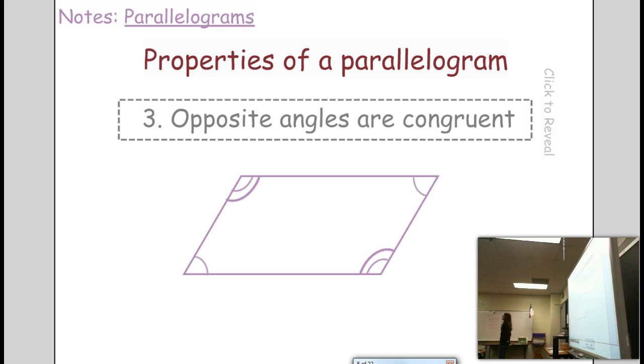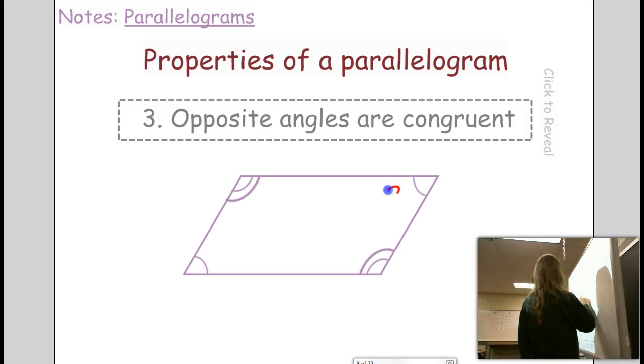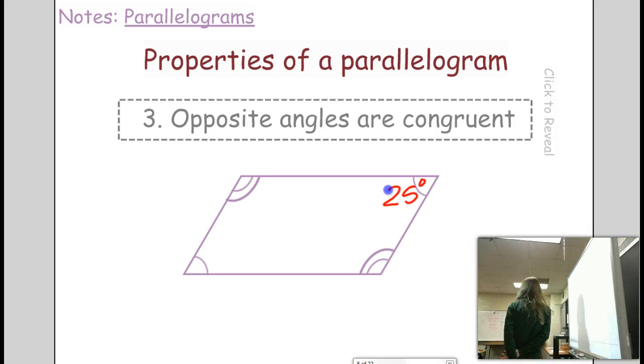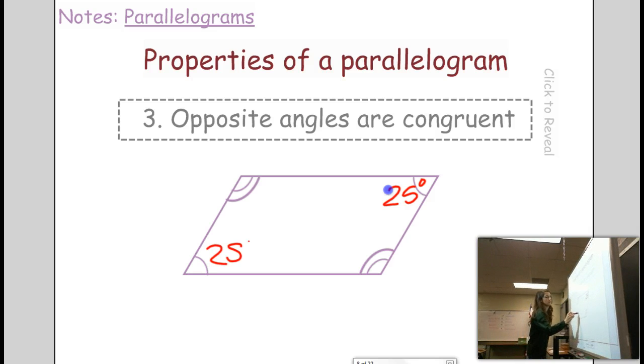True or false? If I give you one angle, you know all angles of a parallelogram. True or false? Yes, because consecutive angles add up to 180, so you subtract. What's the next property going to tell us? The next property, property 4, is going to tell us that consecutive angles are supplementary.